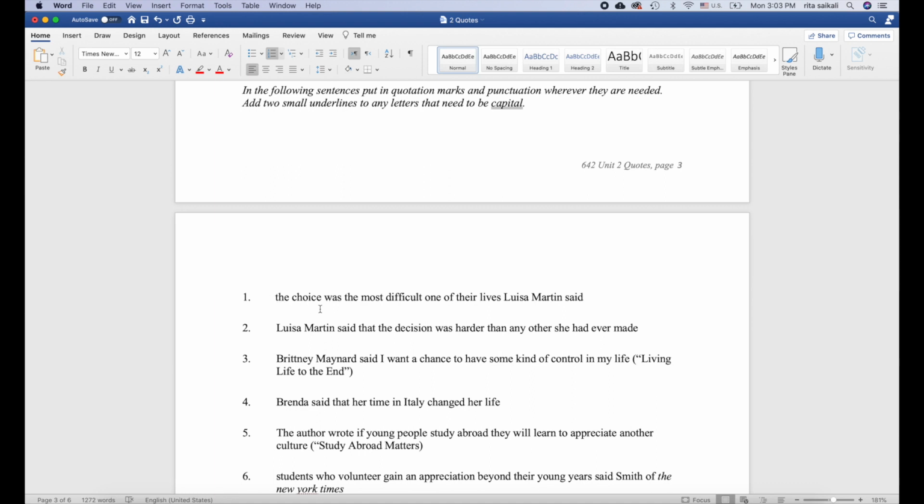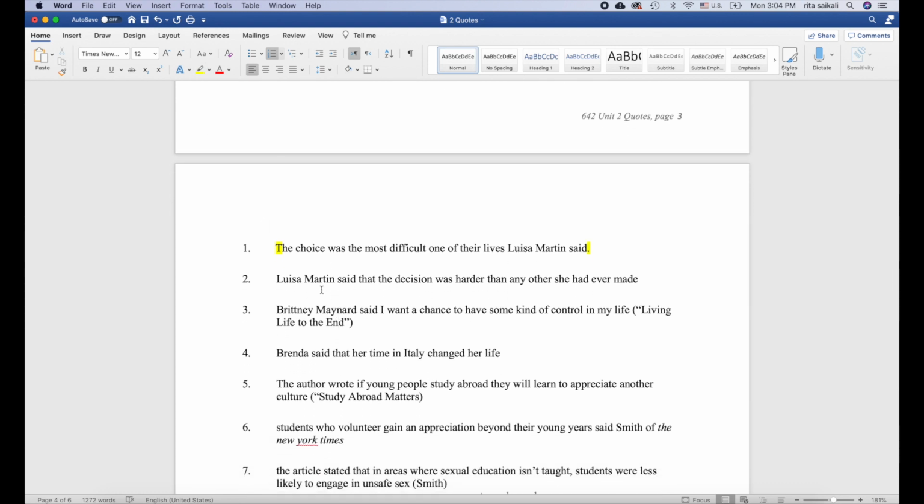The choice was the most difficult one of their lives, Louisa Martin said. This is obviously a summary, so it's an indirect quote, so we don't have to put quotation marks, but the "the" is the beginning of the sentence, so we have to capitalize. We have to capitalize the "the," and then the sentence has to end, so we have to put a period at the end of that sentence.